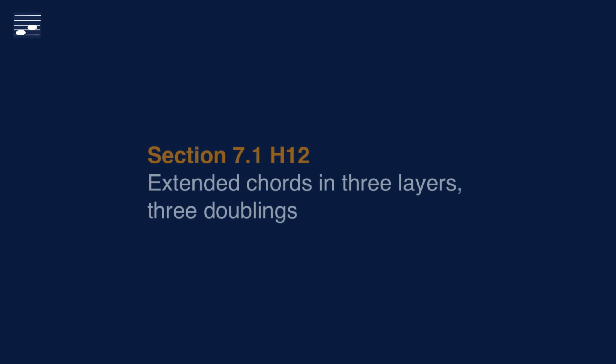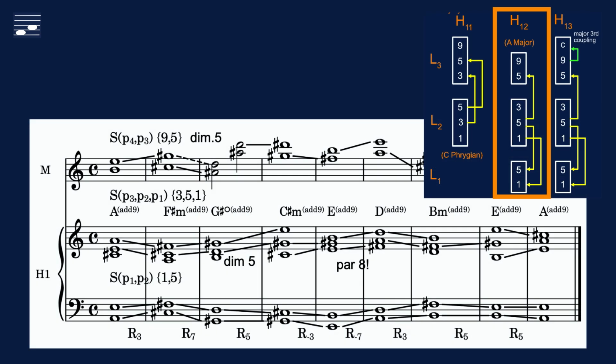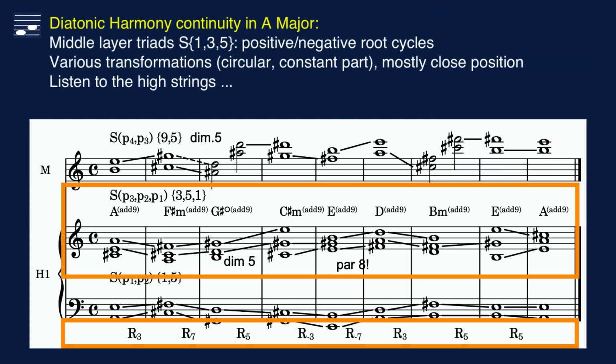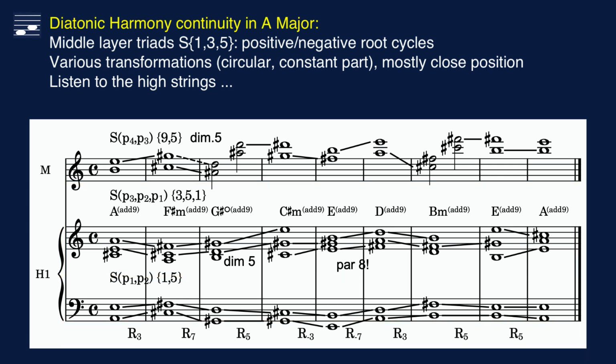These examples use 3 doublings, and the diagram shows that the chordal function is used threefold, occurring in each layer. The chord progression shows basic diatonic triads in the middle layer, again using a mix of root cycles. Observe that there is also a mix of transformations, which leads to the strings playing mainly closed position triads.